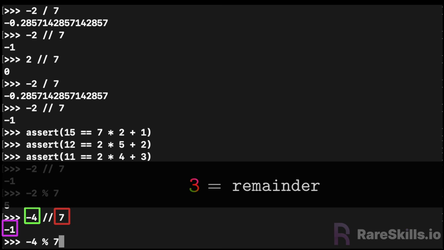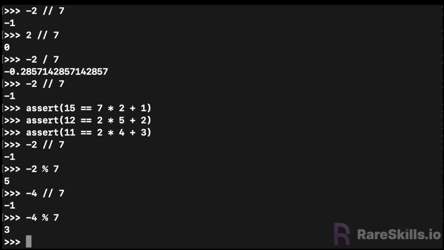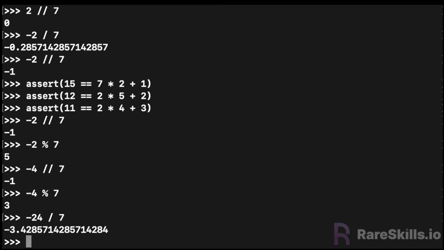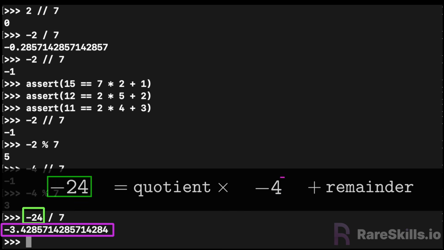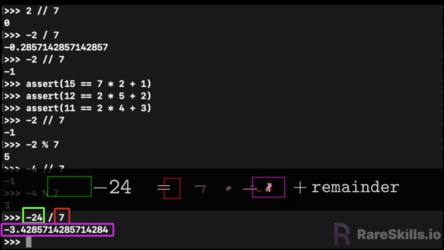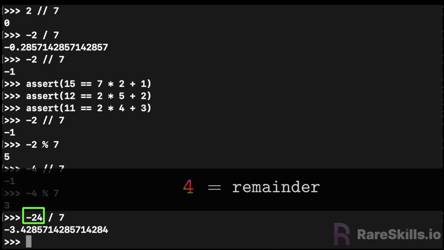and indeed, we see that -4 modulo 7 is 3. Let's look at one more example of taking the modulo of a negative number. What is -24 modulo 7? First, we compute -24 divided by 7, and we get -3.4285. We round that down and we get -4. Now that we know the dividend, divisor, and quotient, we compute the remainder. -24 is equal to 7 times -4 plus remainder, and we get 4 as the answer, which matches what Python gives us.